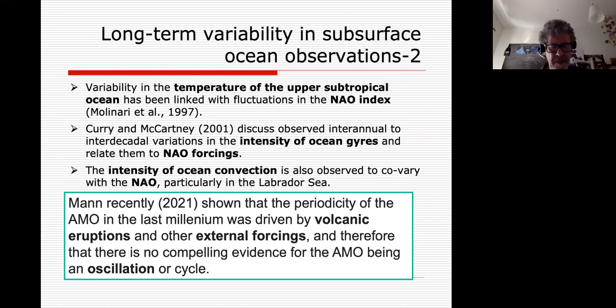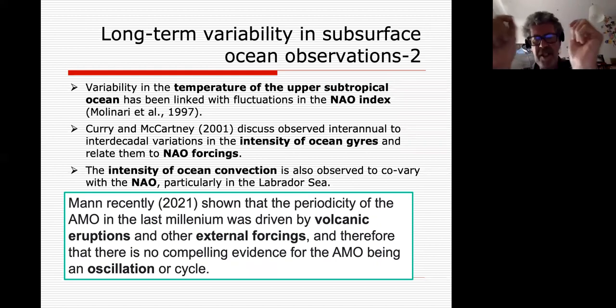But very recently I found a paper. I'm not sure that this is really credible, but it's interesting to comment on it. This man proposed that the periodicity of the AMO in the last millennium was driven by volcanic eruptions or other external forcing. And there's no compelling evidence for the AMO being an oscillator of a cycle.